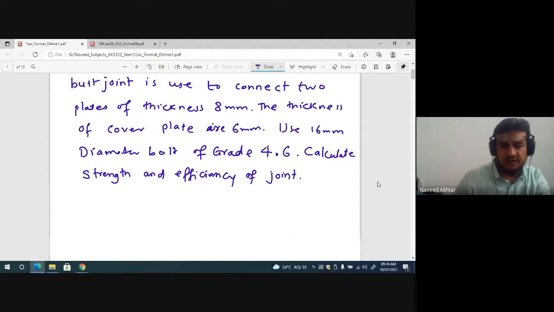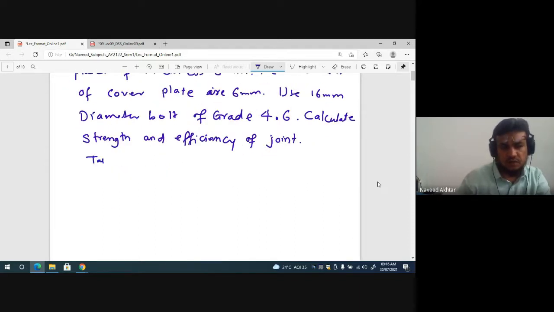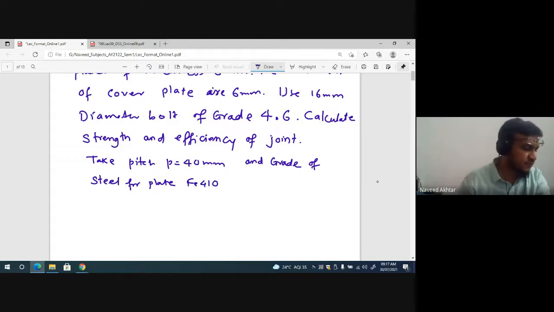Where the pitch is given, take pitch equal to 40 mm. And the grade of steel of the plate is given as Fe 410. Okay, so this is the given example. I will write down the solution for that.